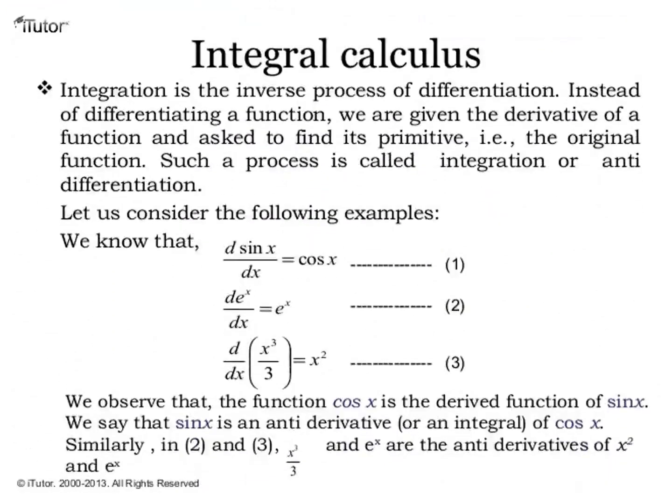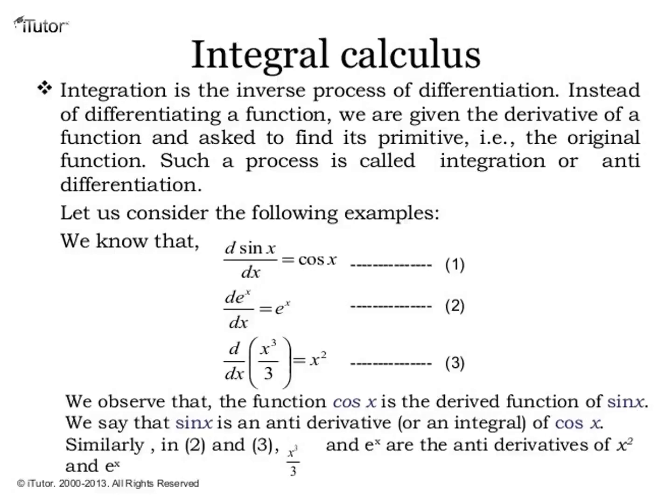The x cube by 3 is the answer. If you do the opposite, differentiate it, x square will come. If you integrate x square, x cube by 3 comes. If you differentiate x cube by 3, x square comes. Do you understand? If you integrate the value x square, you get x cube by 3. Now if you differentiate x cube by 3, x square comes. Do you understand? So, here, from this example, the function cos x is derived function of sin x.